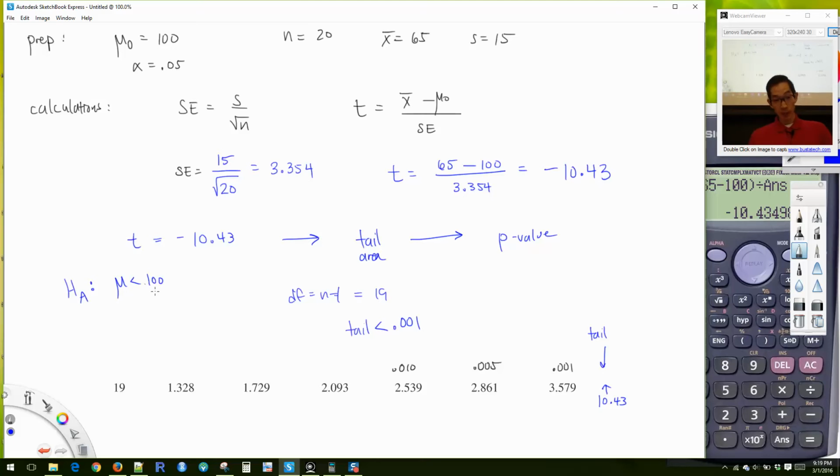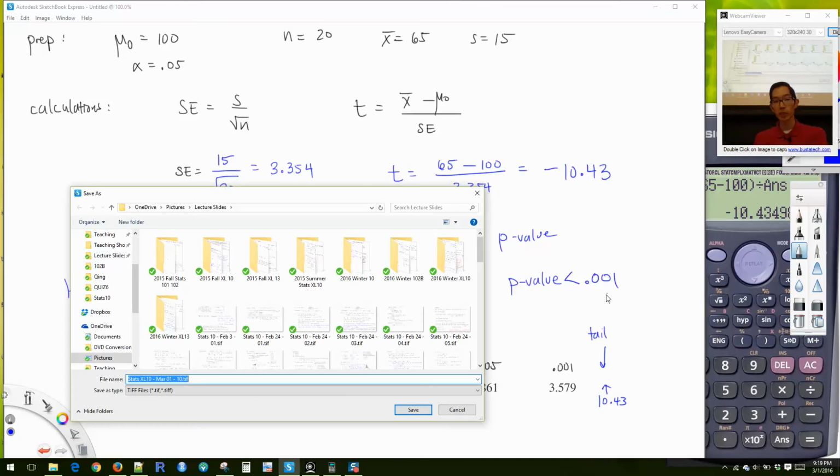My alternative has a less than sign, so our directionality matches up because our test statistic is negative, and that's a good thing. So what is my corresponding p-value? Do I need to double this? No. My p-value is also going to be less than 0.001. So I have t equal to negative 10.43, I look that up in my table, and I find my tail area. My tail area is my p-value, so my p-value is less than 0.001. Those are my calculations.